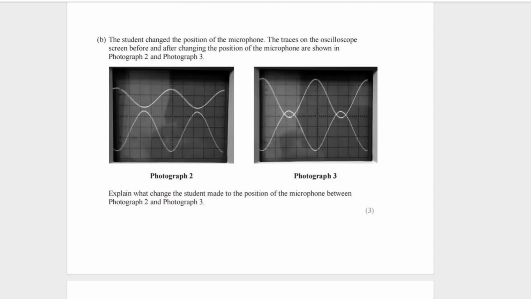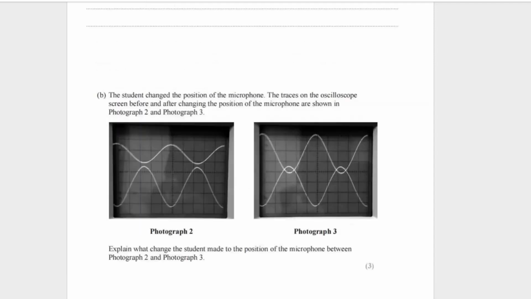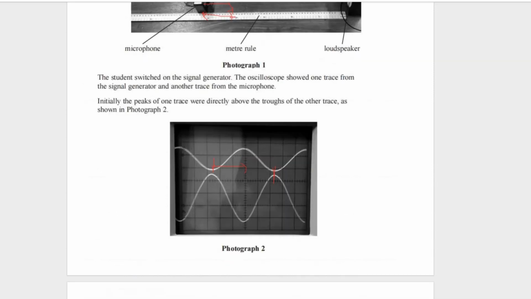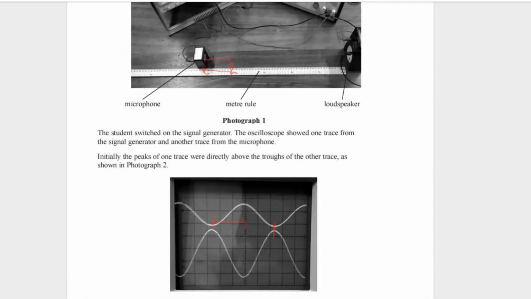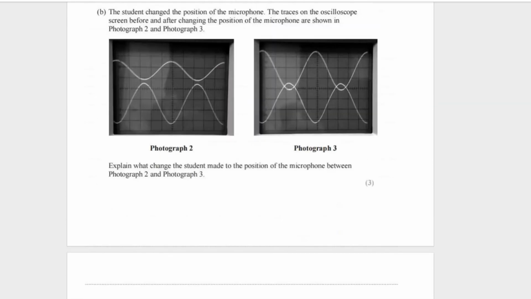So you may find out that the amplitude of the first trace increases, which means that the sound received by the microphone increases. For that, the microphone has to be moved towards the loudspeaker. So if it is moving towards the loudspeaker, what happens? More sound intensity will be received, so the amplitude will also be increasing, right?